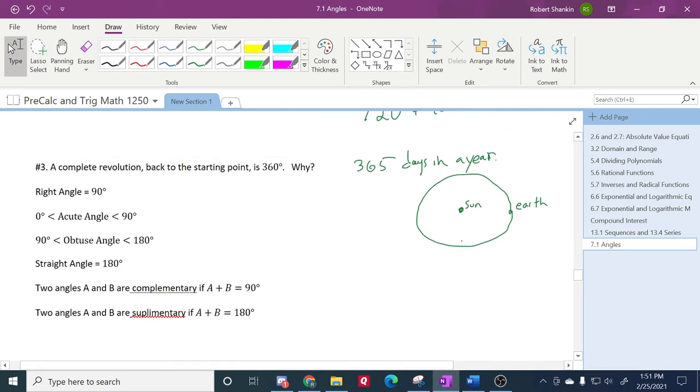Okay. And so, terminology when we're in trigonometry with angles: here are all these ideas. A right angle is 90 degrees. Acute angle is between 0 and 90. Obtuse is between 90 and 180. Straight angle is 180 degrees. Two angles, A and B, are complementary if they add up to 90 degrees, and they're supplementary if they add up to 180 degrees.